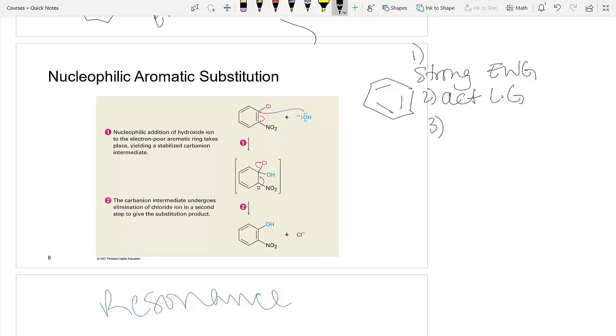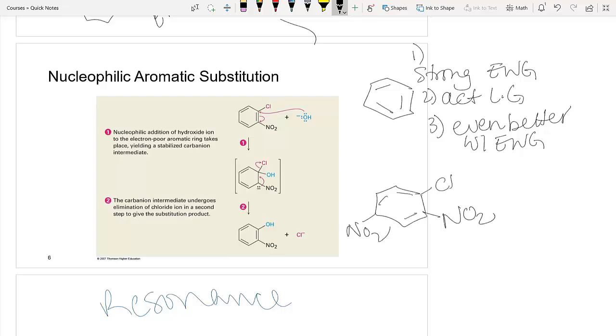And as a substrate, it's even better with more electron withdrawing groups. So the more electron withdrawing groups, the better. So typically something that might have this ability would be something of this sort. So you need to have some sort of leaving group, like a halogen or a tosylate, and you need to have strong electron withdrawing groups. Without this, these reactions don't happen.